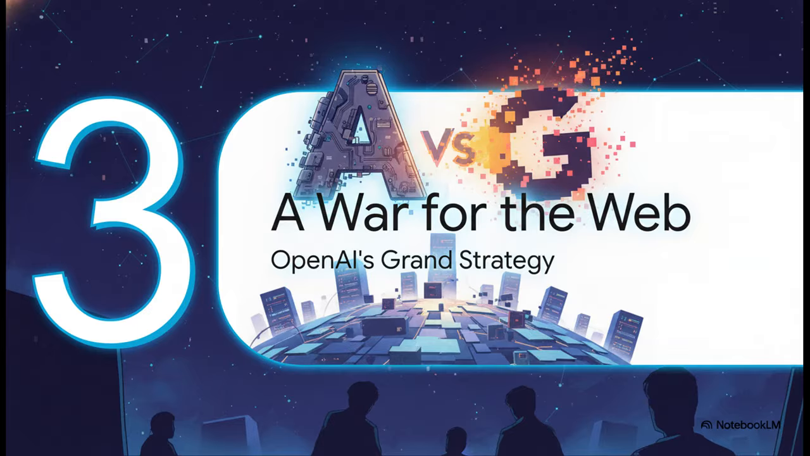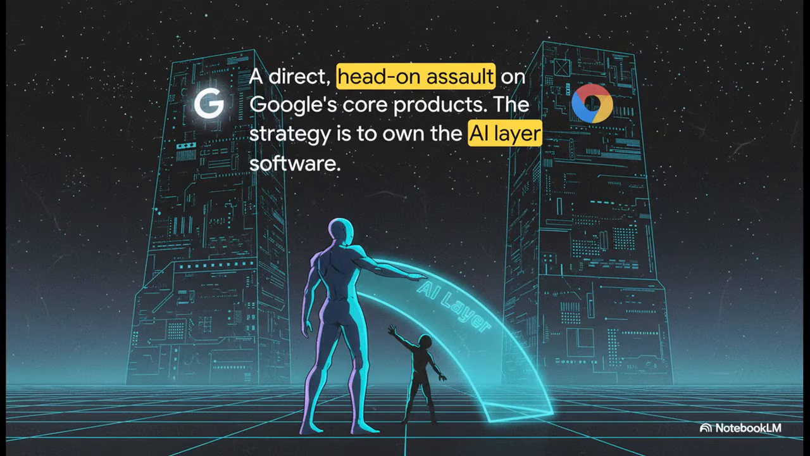Let's look at the bigger picture here. Let's be perfectly clear about who the target is. This is a direct, head-on assault on Google's two pillars of dominance, Google Search and the Chrome browser. But why? Because in the age of AI, the ultimate power isn't just about owning the search engine anymore. It's about owning the AI layer that sits on top of everything. By creating a browser that does things for you, OpenAI is trying to become that essential layer, completely bypassing Google's whole system.